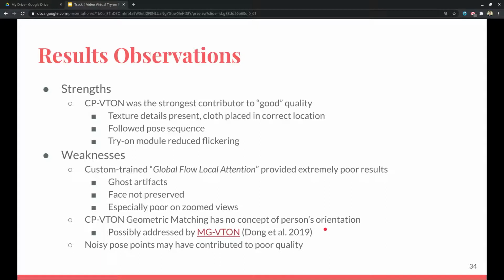Another weakness we observed is the geometric matching module in CPVTON, which doesn't really have a concept of a person's orientation. You might have seen in the results that even when the person was facing away from the camera, some of the textures on the front of the shirt were still facing towards the camera. This is something that's possibly addressed by the MGVTON paper by Dong et al. 2019, but we haven't found public code for that, so have not been able to verify it ourselves. We also hypothesize that the noisy pose points within the data may have contributed somewhat to the poor quality.